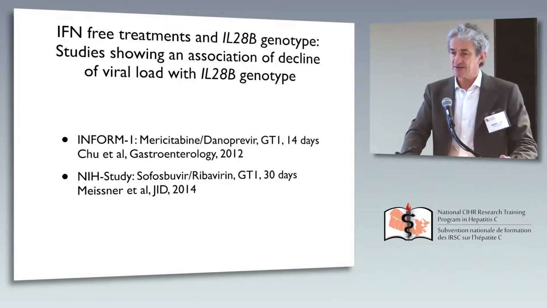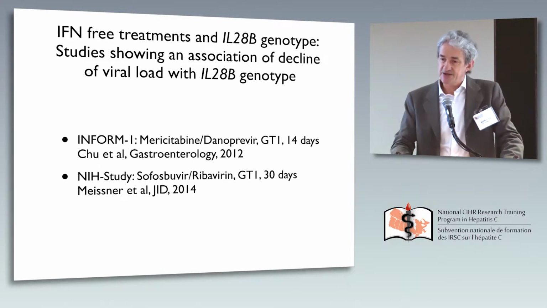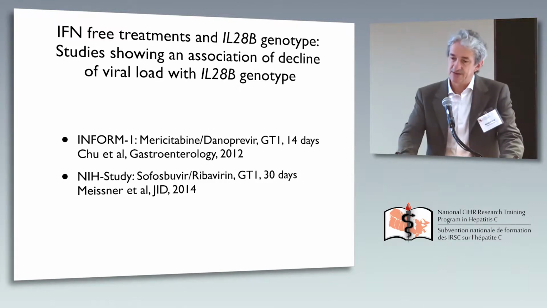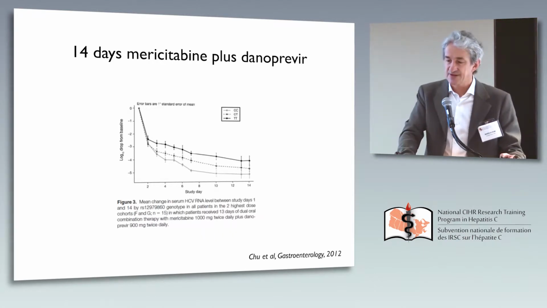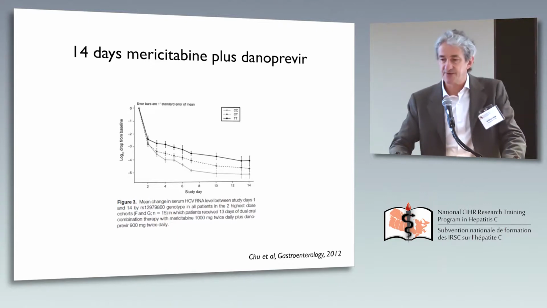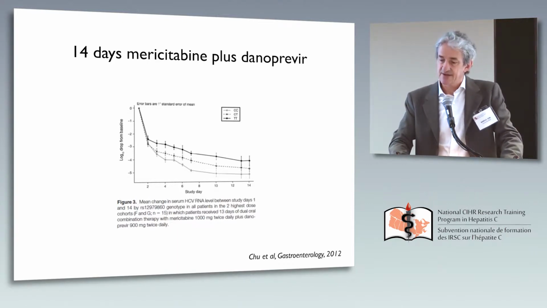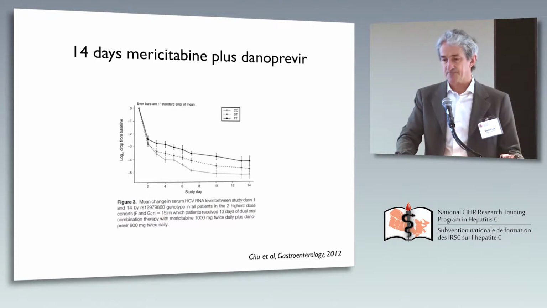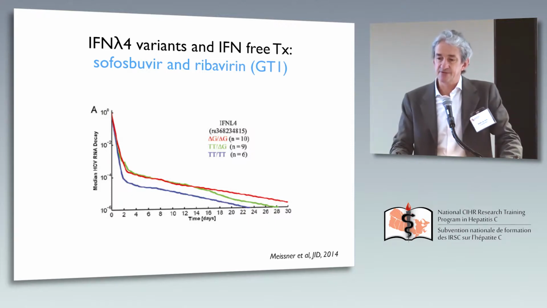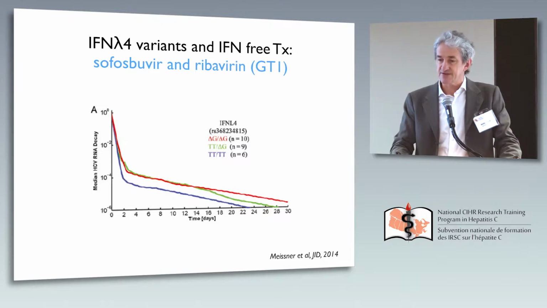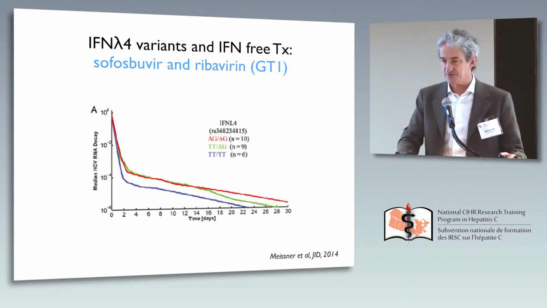There is some evidence that the IL-28B genotype is also associated with decline of viral load in interferon-free treatments. I found two studies in the literature that I cite here, and I show you the data. This is the first one. You can see that depending on the IL-28B genotype, CC, TT, or TC, you have a significantly different decrease in viral load during treatment. The same has been found in this other study, published very recently, with sofosbuvir and ribavirin. Again, there is a difference in the decrease of viral load during treatment.